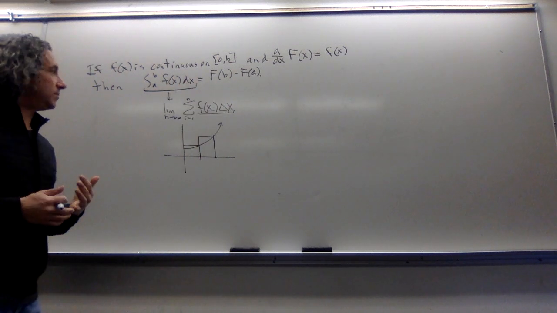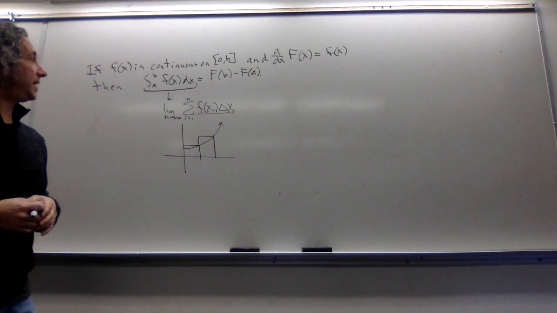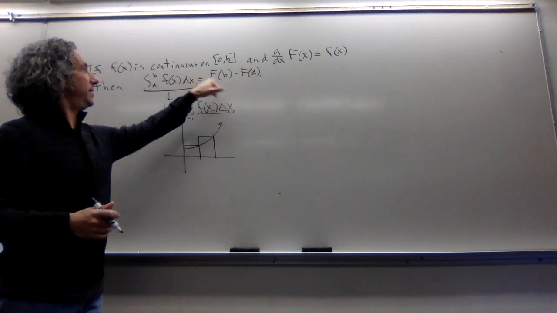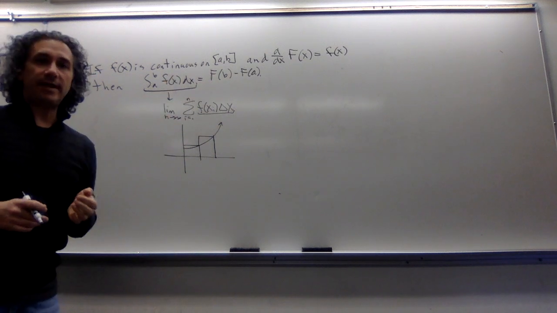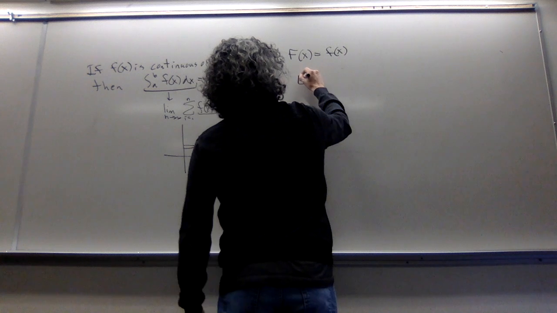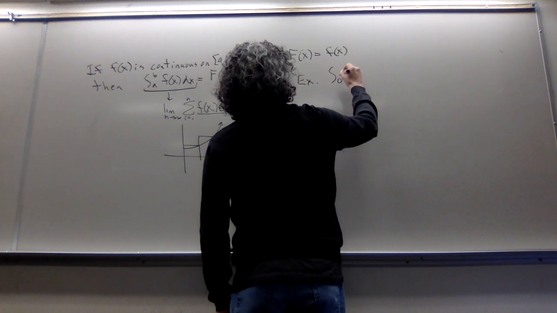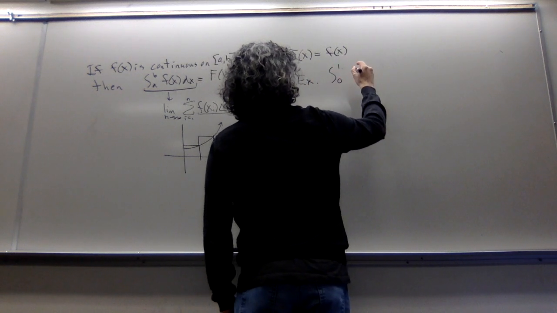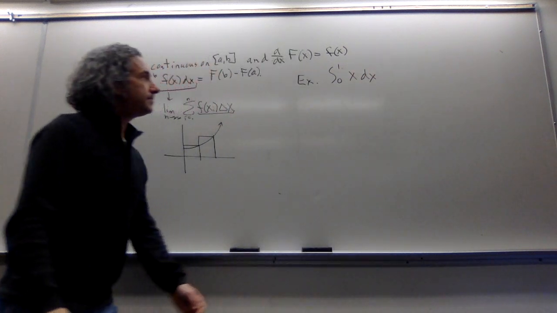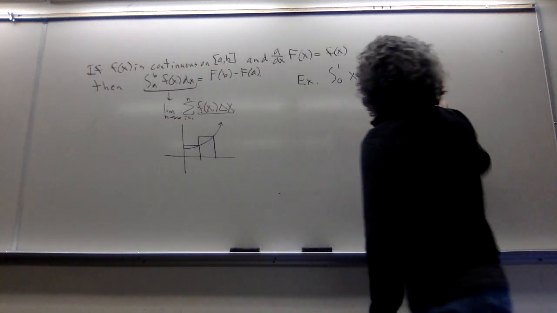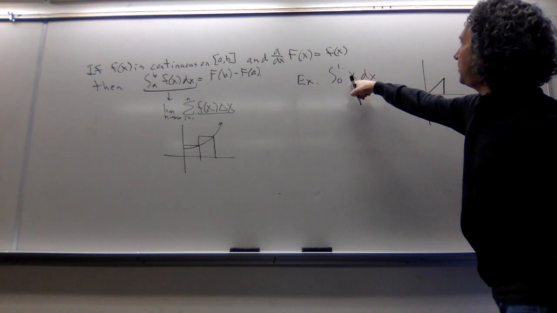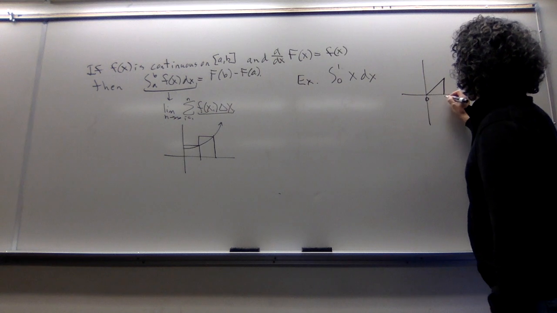So again, why is that important? That's important because this is really way easier to compute this way. So instead of having to do this limit, we can just play this game. So as a quick example, let's say we want the integral from 0 to 1 of x dx. And again, graphically, what we're doing is we're finding the area under this guy from 0 to 1.